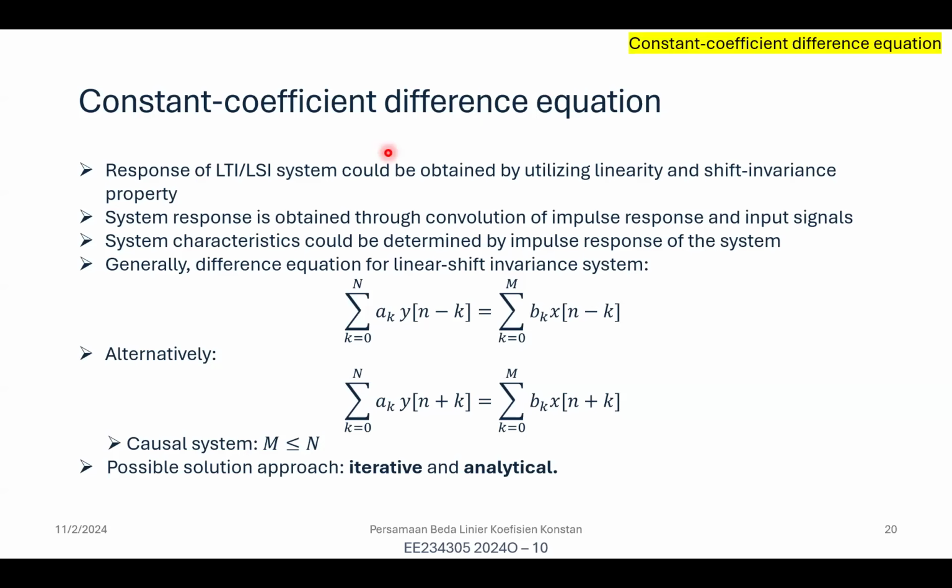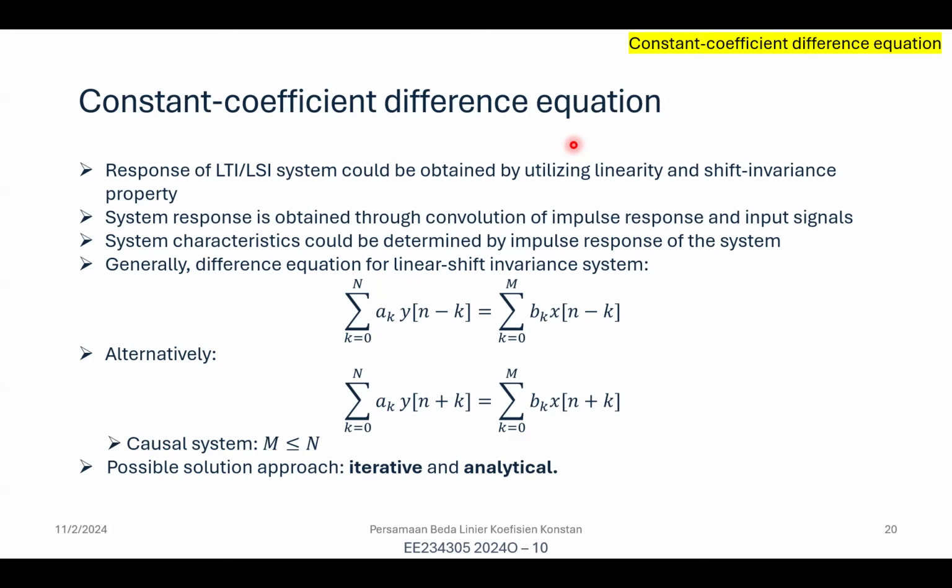Okay, then it's a constant coefficient difference equation. This is similar to the constant coefficient differential equation that we learned previously in continuous time. But there are some differences. Actually, the method we use is a little bit different. So the response of the LTI or LSI system, linear time invariant or linear shift invariant, can be obtained by utilizing the linearity and shift invariance properties. The system response is obtained through convolution of the impulse response and the input signals. And the system characteristics can be determined by the impulse response of the system.